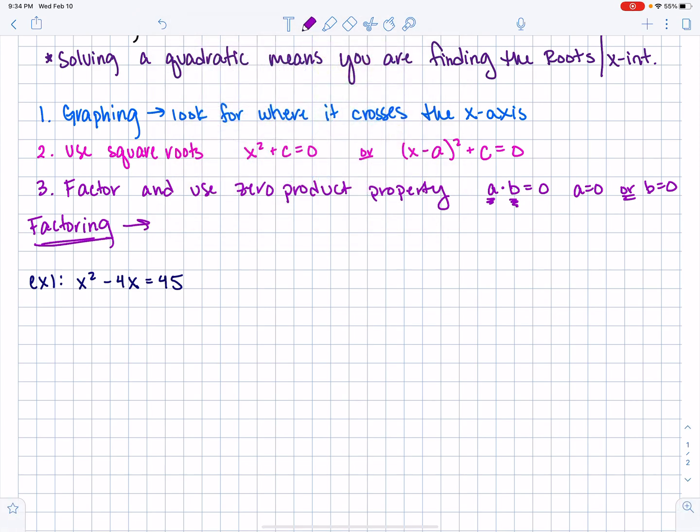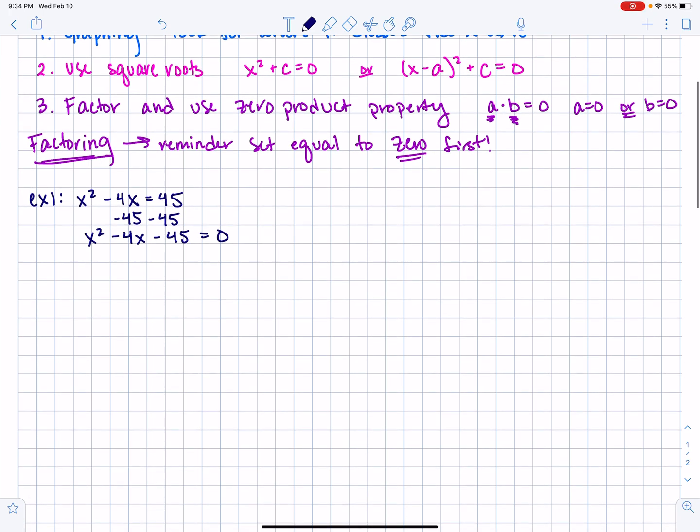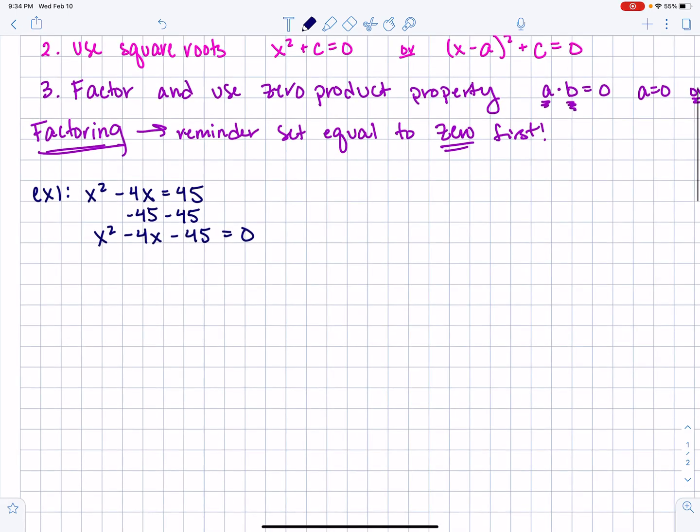Now, as a reminder, set equal to 0 first. So the very first step that you need to do is set equal to 0, meaning that in this equation we need to subtract 45 from both sides. So x squared minus 4x minus 45 is equal to 0. Very first step on that one. And now it's time to factor.